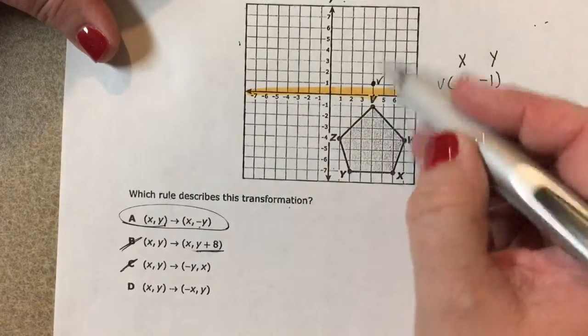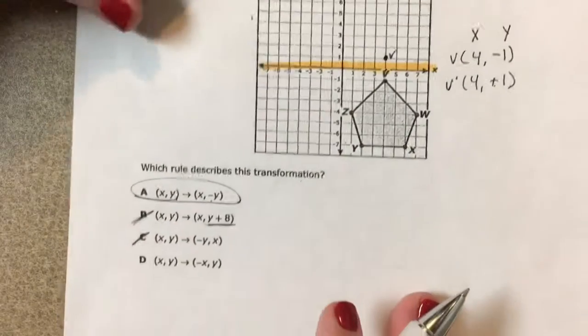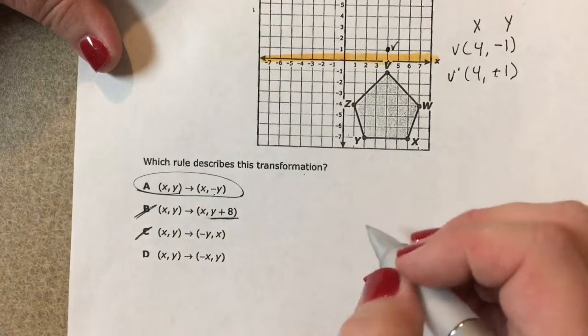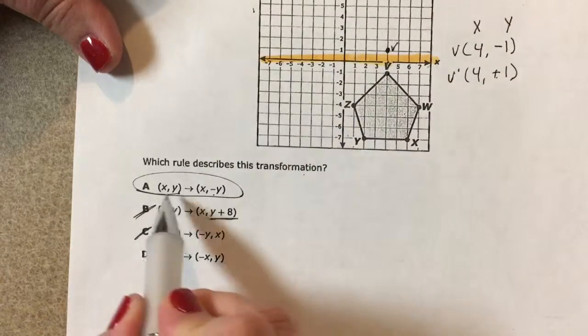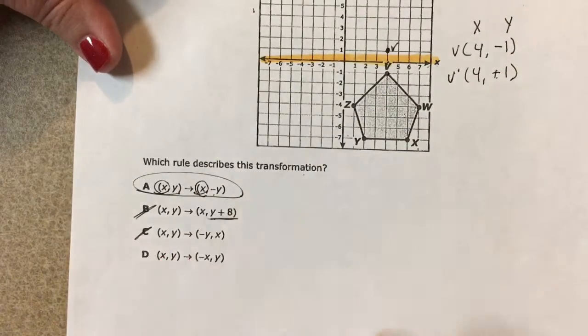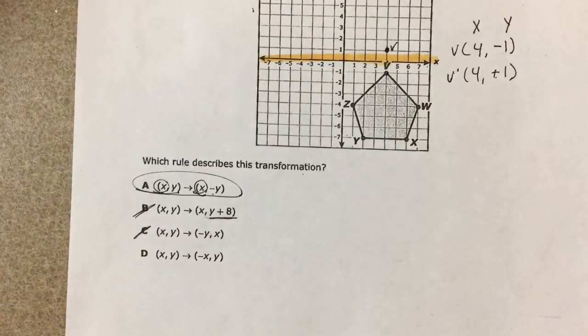If you want to reflect the whole thing, you can. Or you can just remember when we're reflecting across the x-axis, the x's stay the same. So either way is fine.